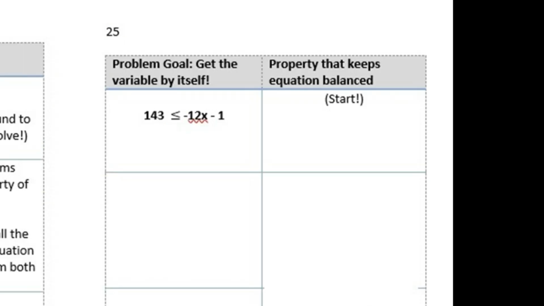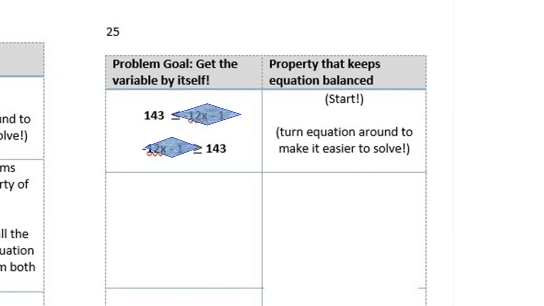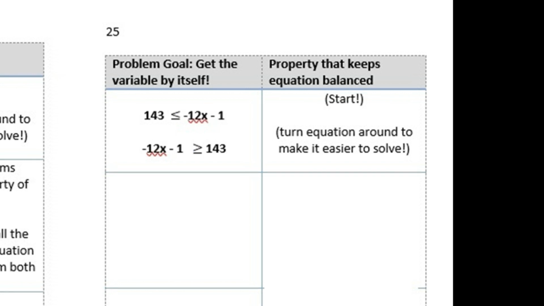Okay, now the other problem here is 143 is less than or equal to negative 12x minus 1. All right, so the next step that we're going to take is, again, to turn it around so our x is on the left hand side. I didn't change anything. All I did was turn the inequality around, and that negative 12x minus 1 is still on the larger side of the inequality. And now we're going to combine our like terms.